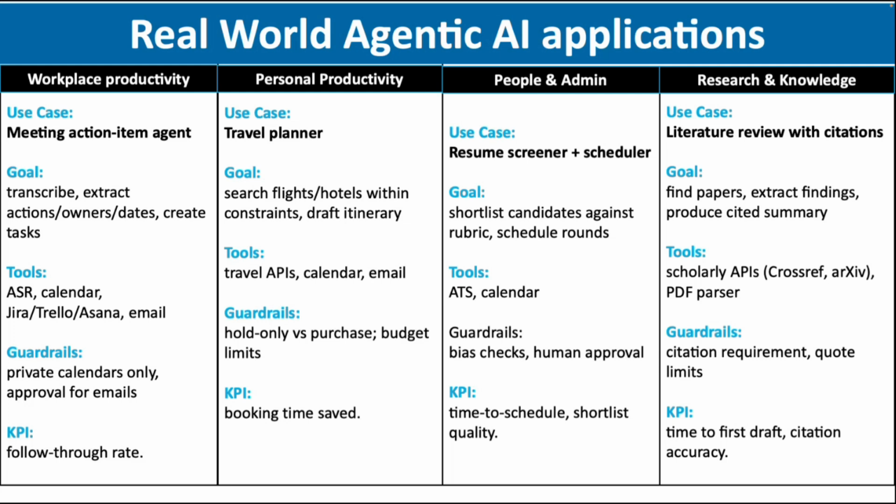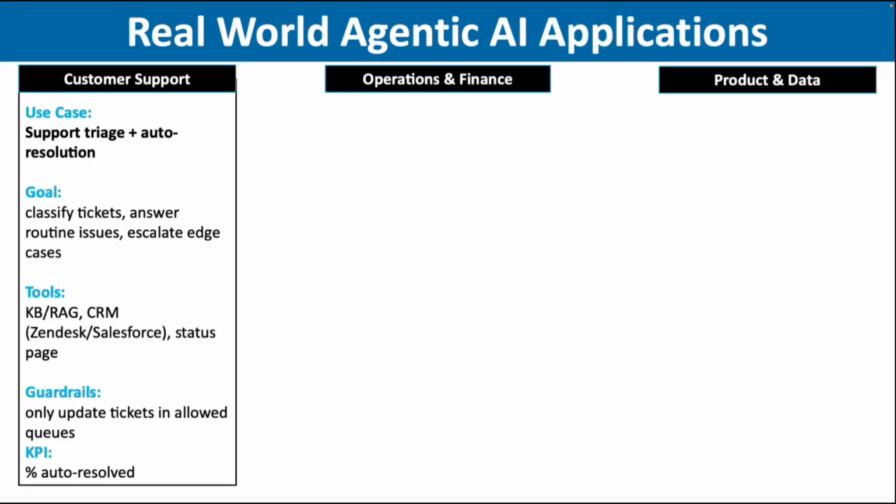and citation accuracy. In customer support, one can think of a use case like support triage plus auto-resolution, where the goal of the agent would be to classify the tickets, answer routine issues, and escalate edge cases. The agent can use tools like the knowledge base or the RAG pipeline, the CRM, or status pages. The guardrails would be to only update tickets in allowed queues, and one can implement the KPI to measure the accuracy of this agentic system as the percentage of auto-resolved tickets.